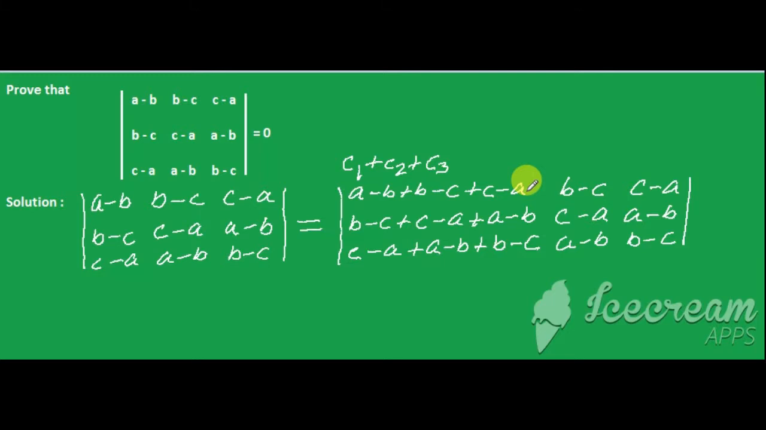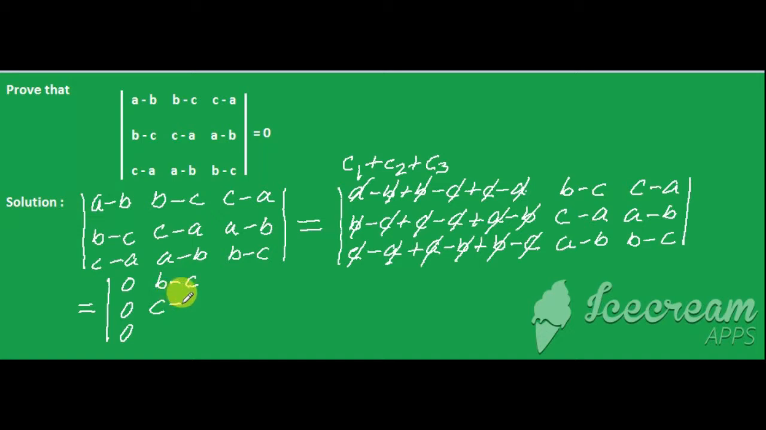Now here in this, positive A, negative A are cancelled, negative B, positive B, negative C, positive C. In the same way, all these terms are cancelled with each other in the first column. And so we get the first column as 0, 0, 0, the second column as it is, B minus C, C minus A, A minus B, and the third column as it is, C minus A, A minus B, and B minus C. Since the first column has every element 0, so by the property, the value of the determinant is 0. So we have proved the value of this determinant is 0.